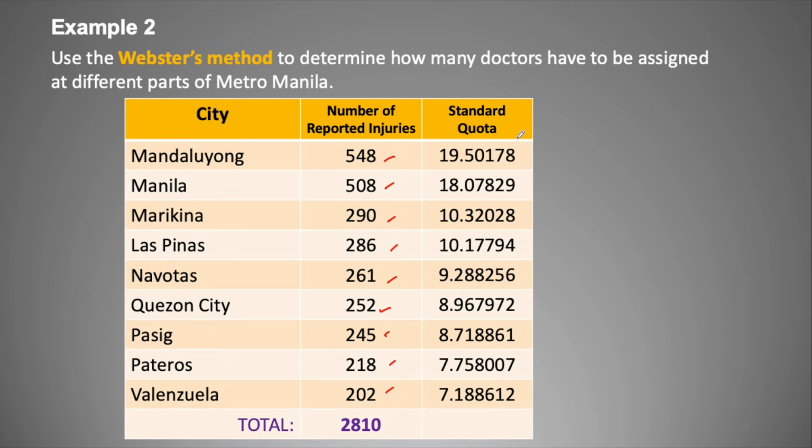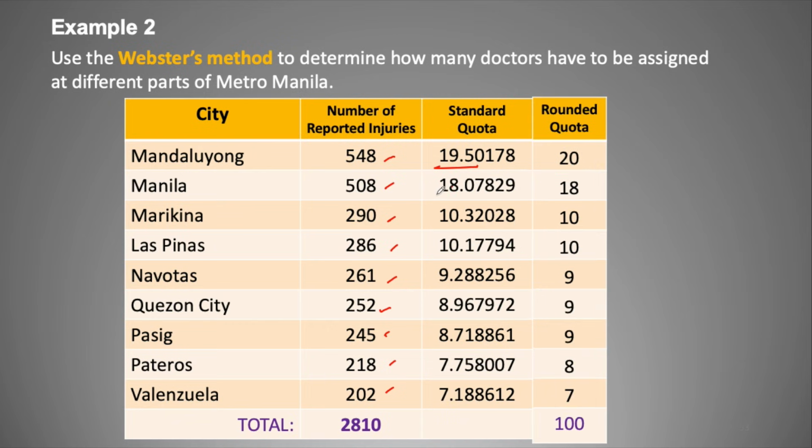Then all we have to do is to round off the standard quota. And rounding off 19.5, we're going to have 20, 18.07 is 18, 10.32 is 10, and similarly 7.188 is just 7, which gives us a total rounded quota of 100, which is already the total number of doctors.